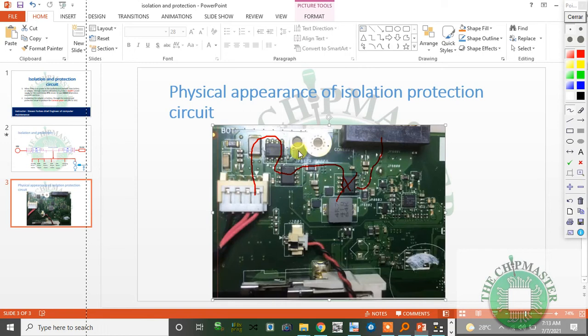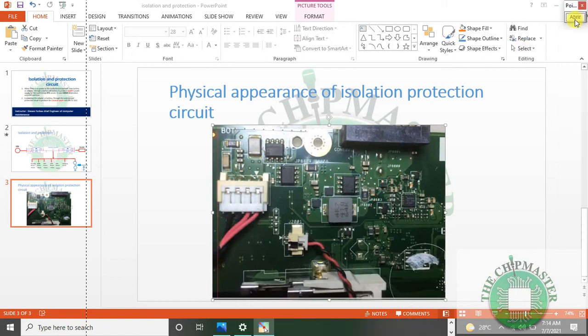So this is the isolation and protection. If there's a fault with this MOSFET, or any of these MOSFETs, the adapter will be isolated, and then the voltage will flow from the battery through the battery isolation MOSFET to provide the system with power. As you can see, these large light green copper traces indicate where a large current and voltage are flowing through the copper trace.